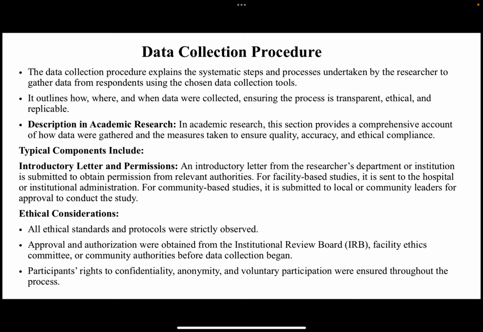And so you should take your time to explain it systematically, step by step, and give relevant details so that readers understand. Especially in scientific research, like health systems research and experimental studies, the data collection procedure is very important, and a lot of reviewers may pay a lot of attention to your data collection procedure. Is that okay? It's very, very important.